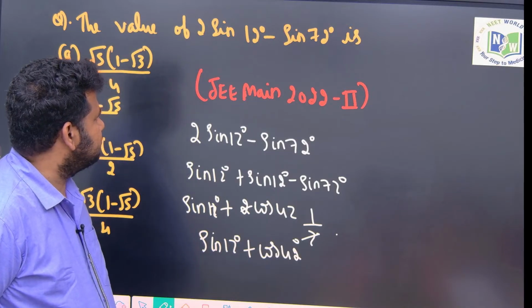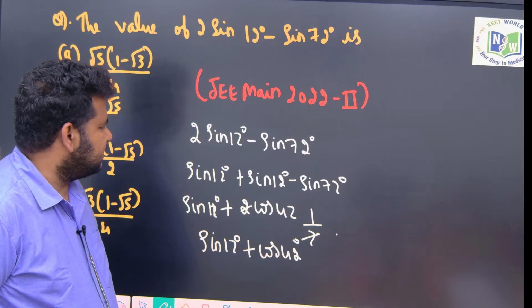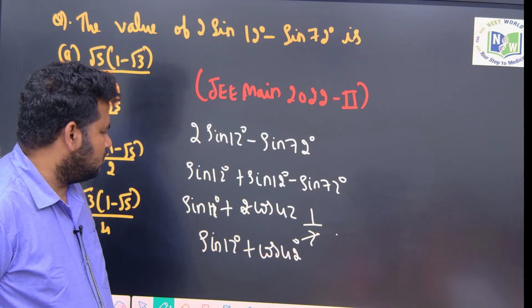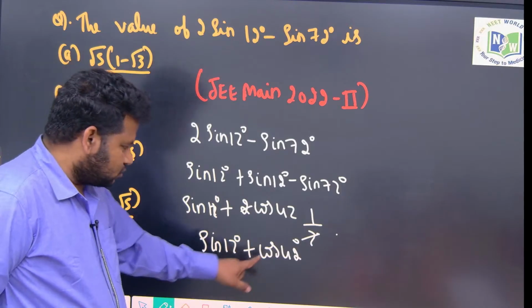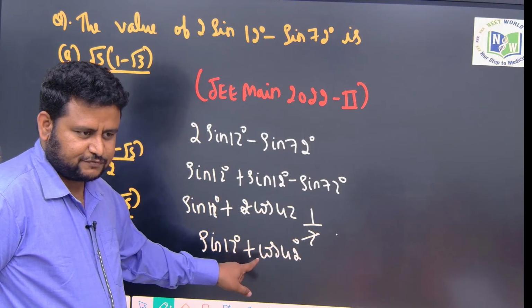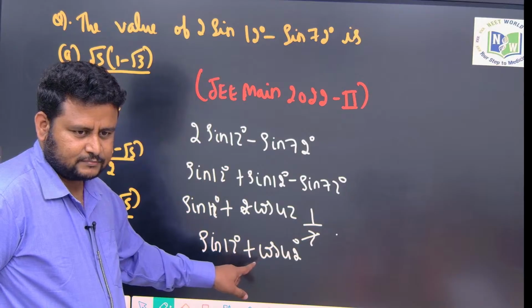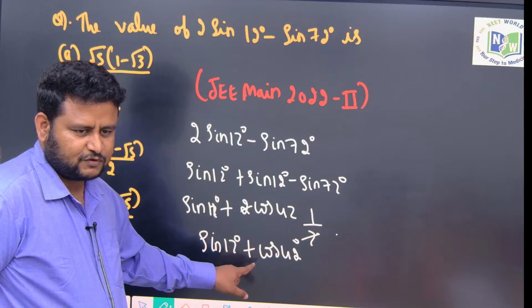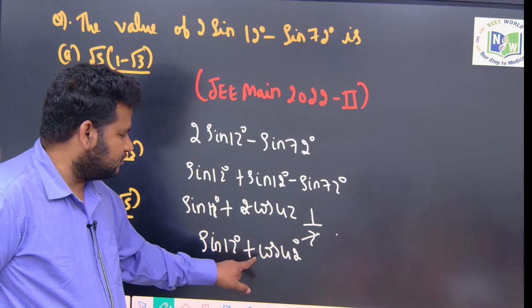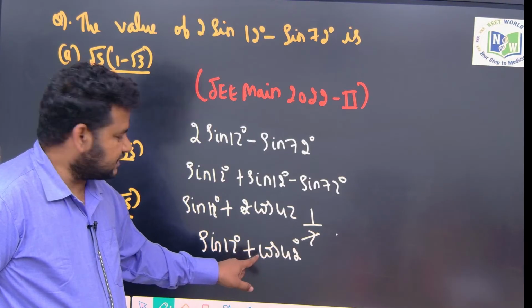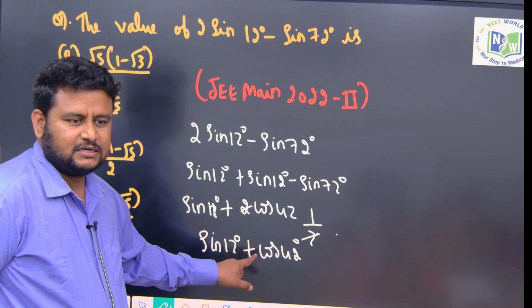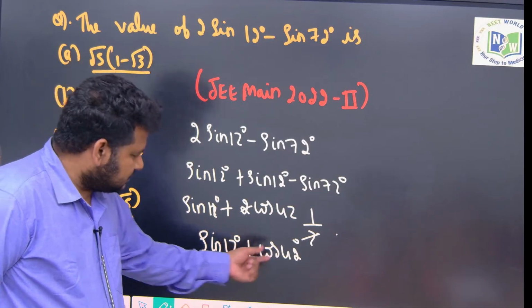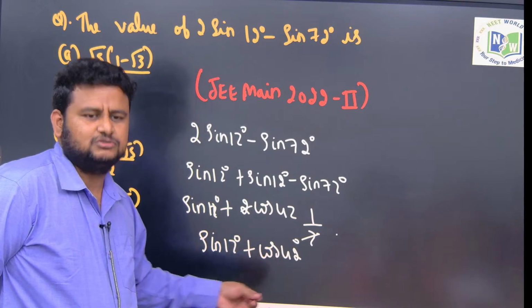Sin 90 minus theta, this one. Cos 42 is there, correct? Cos 42 can be written as what? Cos 42 can be written as sin 48. I always told you, whenever you get like this, use complementary angles.